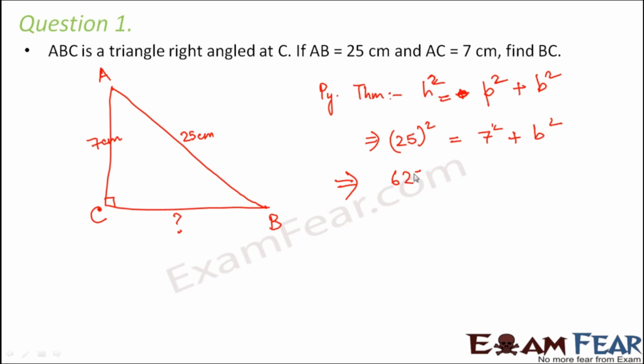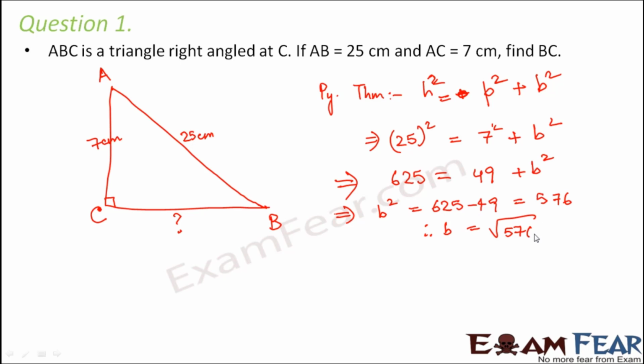So 25 square would be 625. 7 into 7 would be 49 plus b square. Therefore, b square would be equal to 625 minus 49, which is equal to 576. Therefore, b will be equal to root over 576. So, root over 576 means you will have to find out such a value which when multiplied by itself gives 576. So, how do we find that?